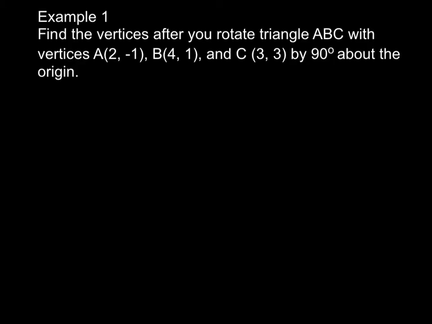Example 1. Find the vertices after you rotate triangle ABC with vertices A, B, and C as shown by 90 degrees about the origin. Now, absolutely, if you want to graph these and then rotate it 90 degrees about the origin, which means we go counterclockwise, you can do that. But you can use your trick or your shortcut where if you take x, y, it's going to become negative y, x. You take the opposite of y and you flip them.